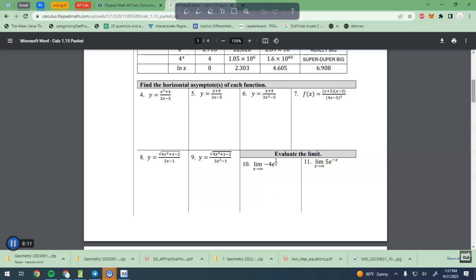Alright, for the E1s or anyone with a power, remember, what is anything to the 0 power? 1. So as x goes to infinity, that's like -4e to the 1 over infinity, which basically means the higher power is on the bottom. So 1 over infinity actually becomes a 0. So now it's -4 times e to the 0. E to the 0 is 1. -4 times 1 is -4.